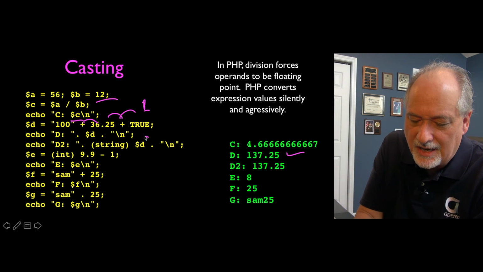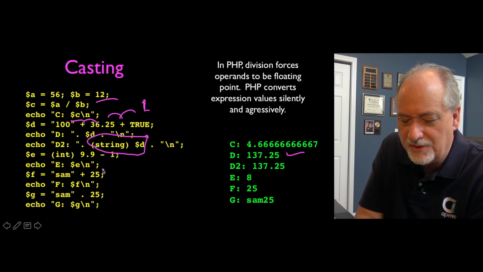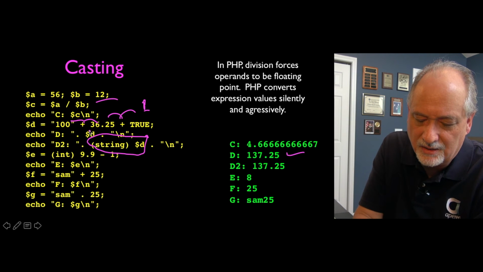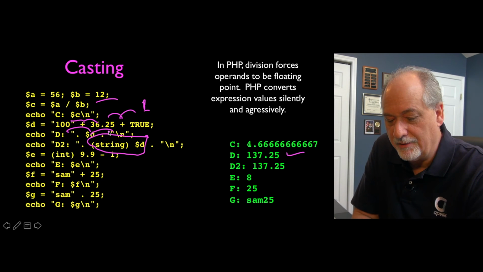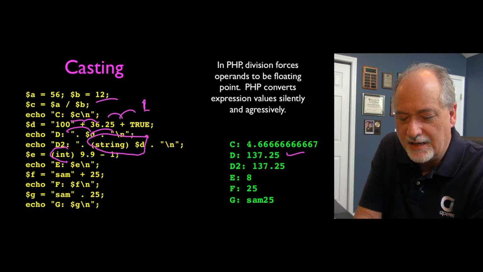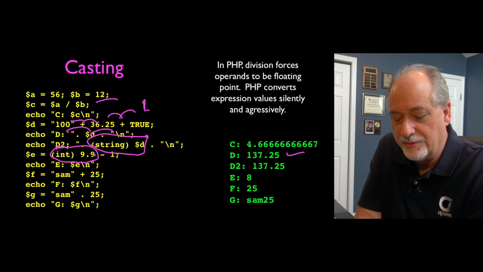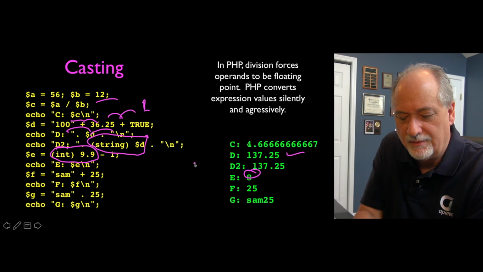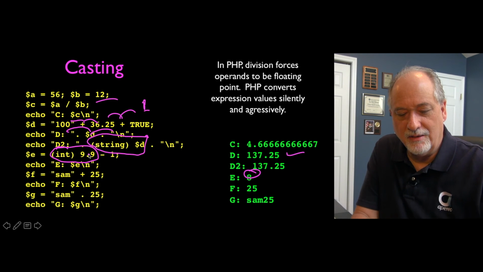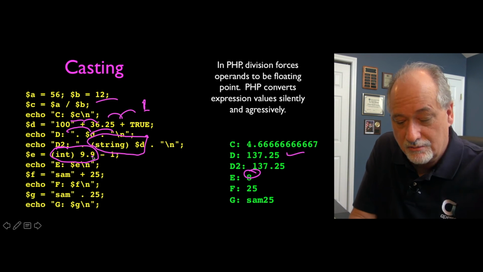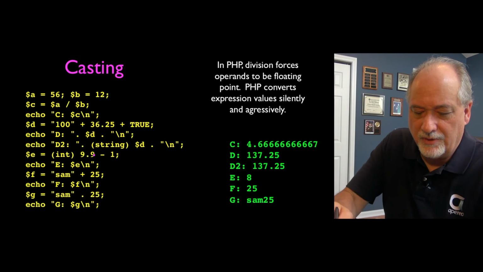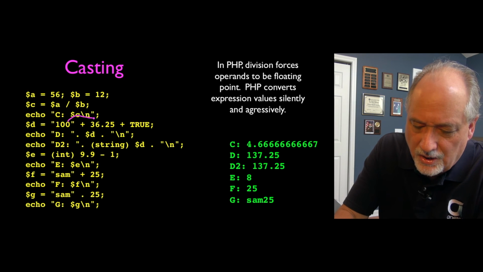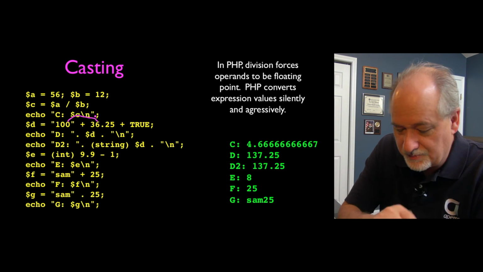Now we can use a casting operator like this and force that to be a string, but it really doesn't matter because this is going to force it to be a string anyways, and the dot is a string operator. You can also cast this 9.9 to an int, which is going to truncate it, so that's going to be 9 minus 1, which gives us the 8. And then again, the string operation that we have here is converting this 100 so that it can turn it to 136.25.